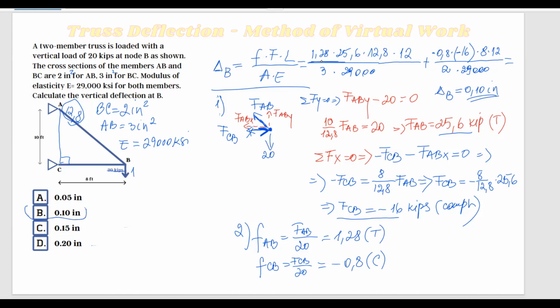And the correct answer is B. A few steps you have to remember when you need to calculate the deflection at a certain node: you calculate the forces first in each member, and then you remove the force in that node and add a unit load, and you calculate the forces in each member with the unit load. Then you need to know the length of each member, the area of each member, and the modulus of elasticity. And we got 0.10. Let's move on.